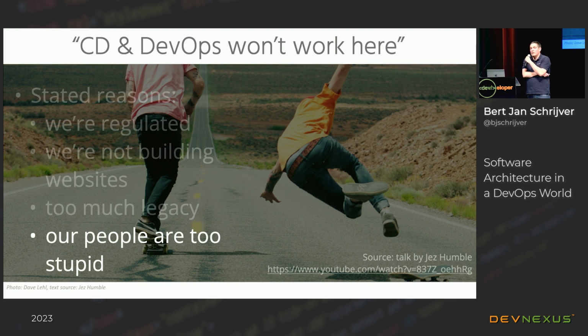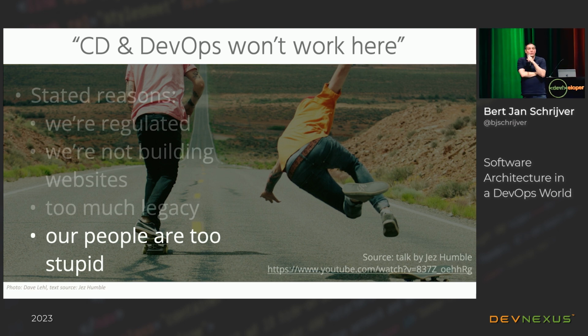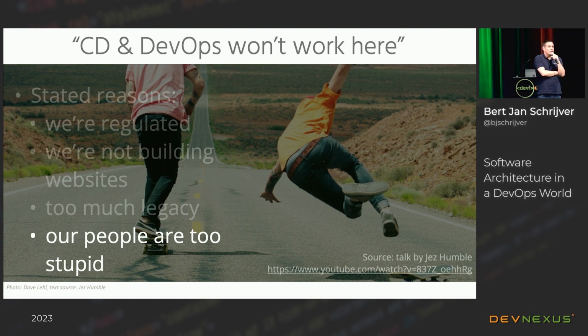And then my favorite one. We can't do CD because our people are too stupid. There's a story here. There is still a factory in Fremont, California. This is now a Tesla factory. But it used to be a factory owned by the Fremont Manufacturing Company. And around the 1980s, this was generally known as actually the worst performing factory in the whole of automotive in the whole of USA.